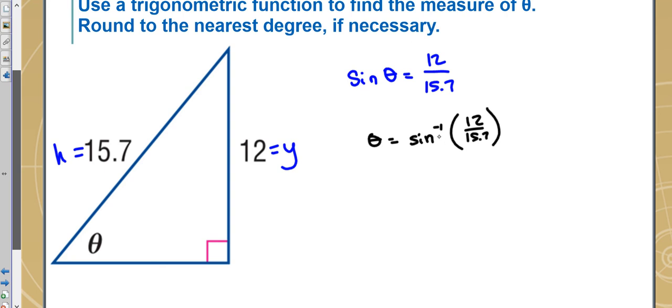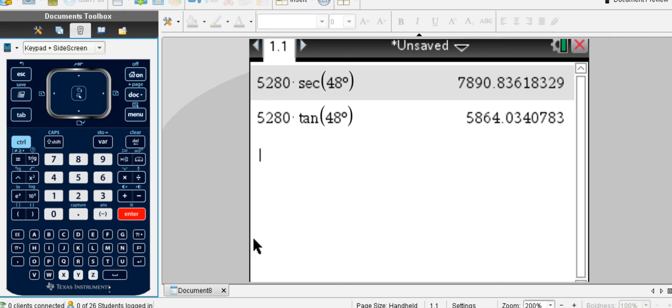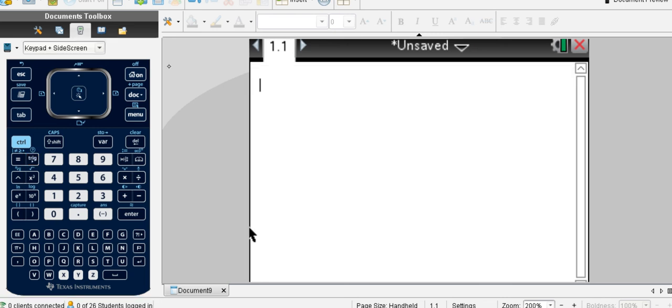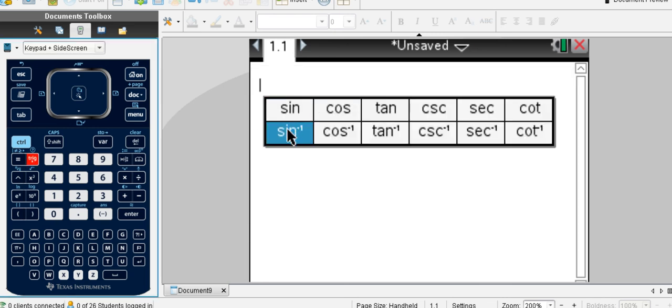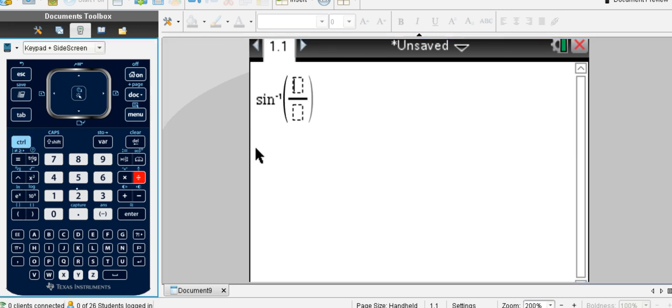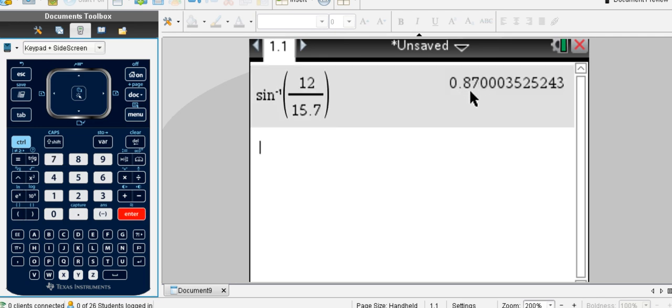Now on my calculator, if I do this, it'll give me the answer, but again, my calculator's in the wrong mode. So I'm going to go over here and show you. It won't give me a realistic value. So the way to find this is I would go to my trig, choose sine inverse, and then do the fraction of 12 divided by 15.7. Now, I'm in radians mode, so unfortunately, it gives me this.